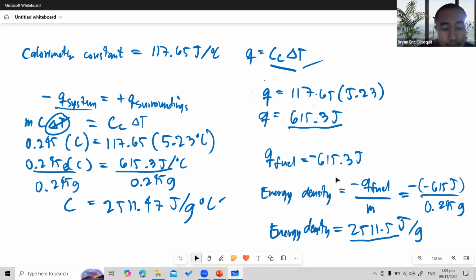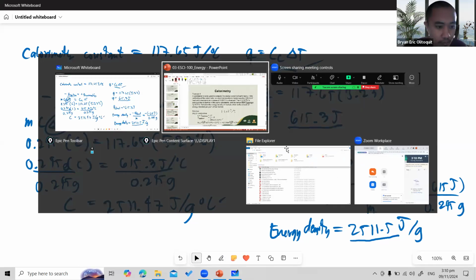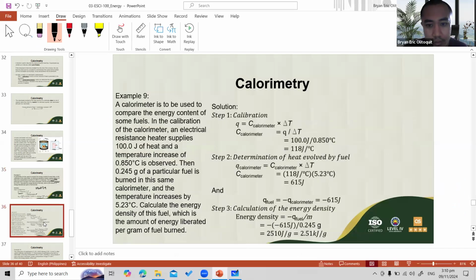Take note that, as we said, energy cannot be created nor destroyed. It can only be converted from one form to another. So therefore, when we convert it to useful work, we have losses there. Okay? So that is one item. What other item do we have here? So ayan.